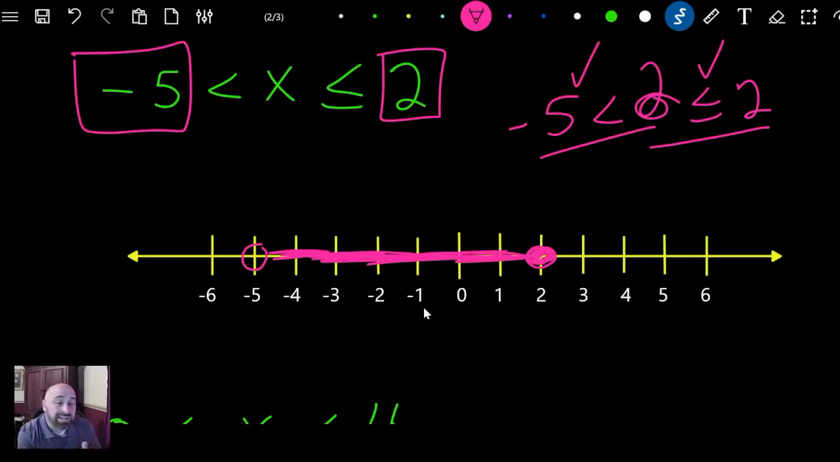And 2 is less than or equal to 2. Yes, 2 is equal to 2, so 2 works. So 2 is colored in. Does -5 work? No, it does not. That's why we didn't color it in. Okay, so -5 is not less than -5. Okay, so that's the way that those work.